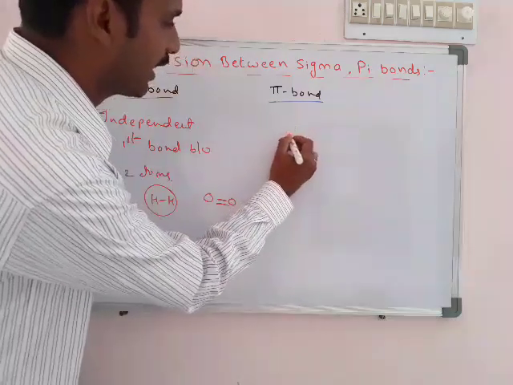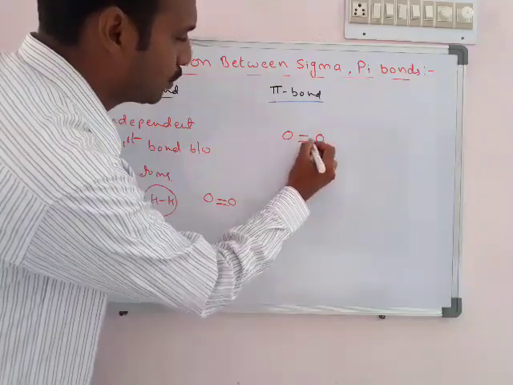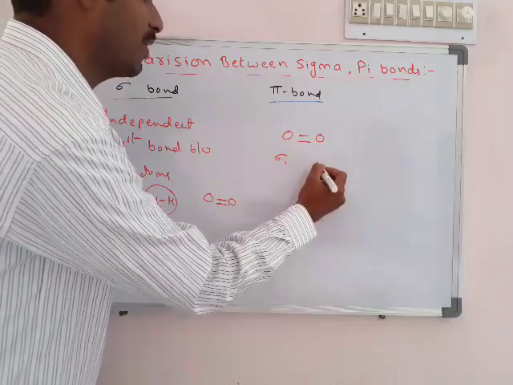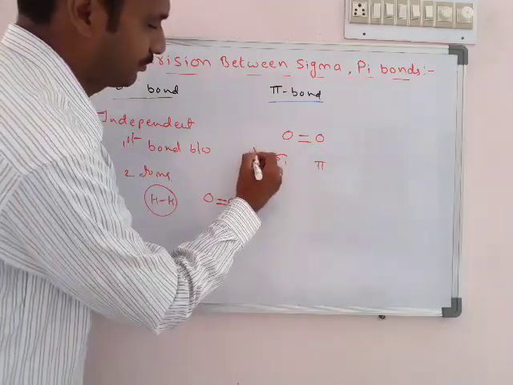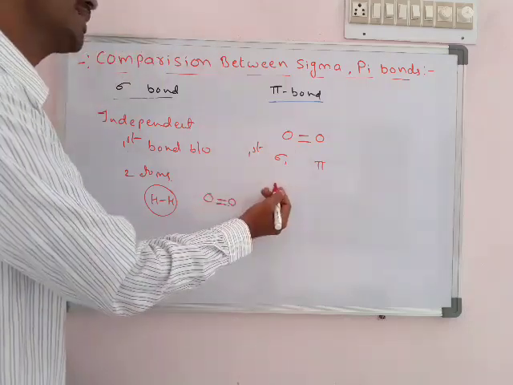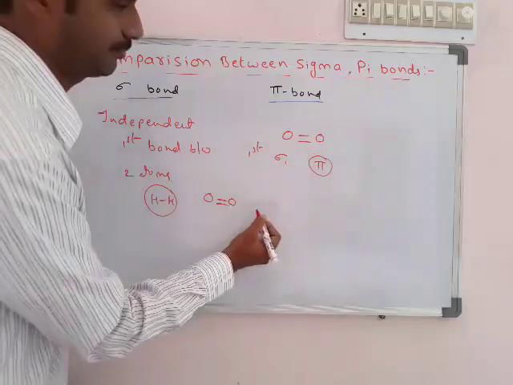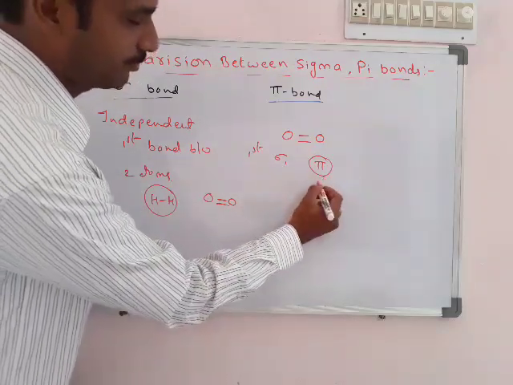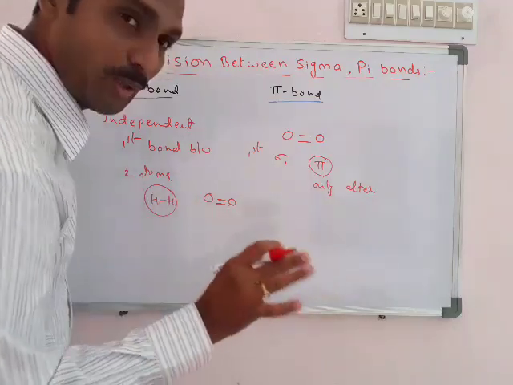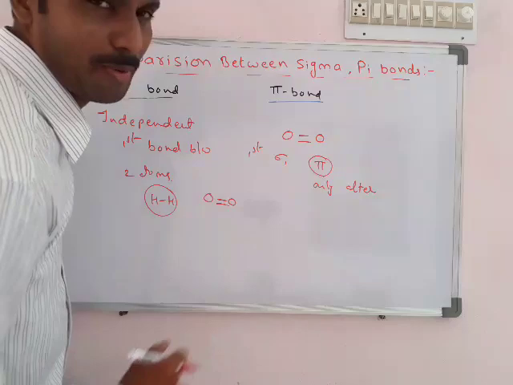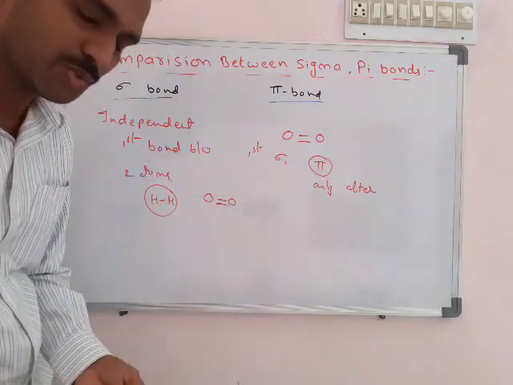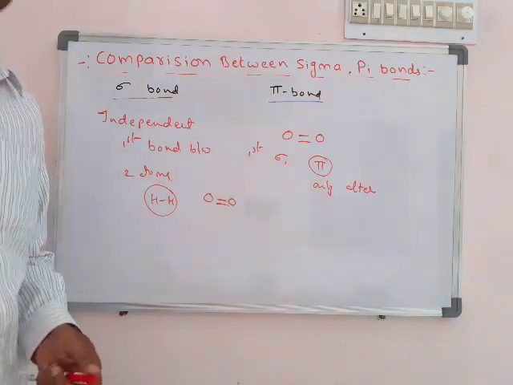For pi bond formation, for example in O2, we have one sigma bond and one pi bond. First the sigma bond forms, and only then is there a formation of the pi bond. The first preference is for the sigma bond. Then only is there a possibility of a pi bond. The pi bond is formed only after the formation of the sigma bond. So after the sigma bond forms, there is a chance for the pi bond to form. These are the main differences between sigma and pi bonds.